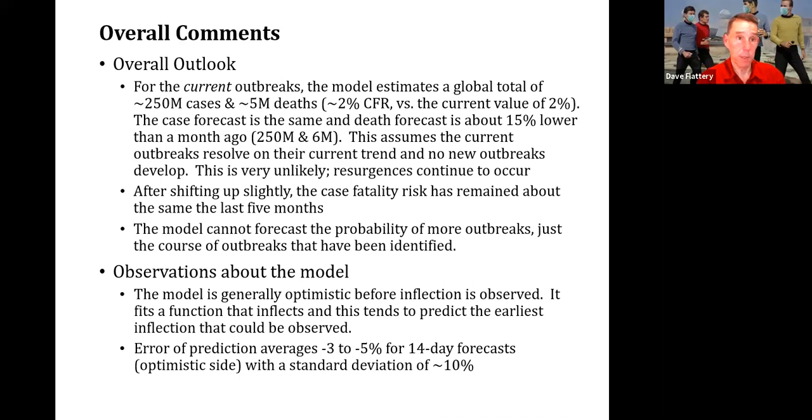And as we vaccinate more, eventually I won't have to say resurgences are going to keep occurring, but for right now, it's likely that they will. There's a lot of unvaccinated people in a lot of places. The case fatality risk is still pretty much the same as it's been for the last 5 months. It hasn't moved much. It started high, went down kind of a lot, went up a little bit, and now it's been about the same for about 5 months. So that's it for this week's update.